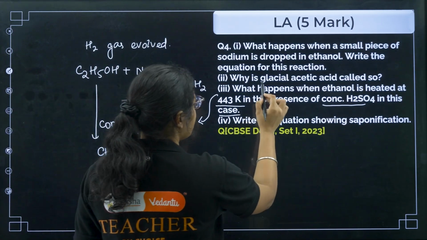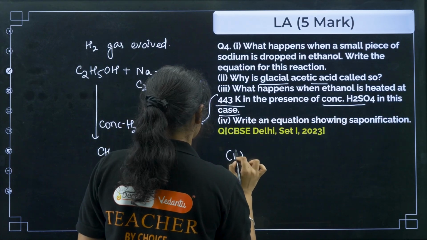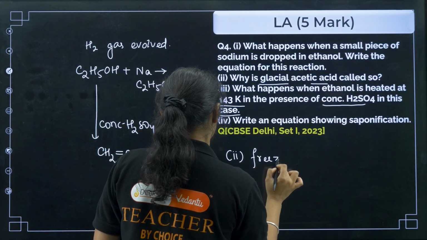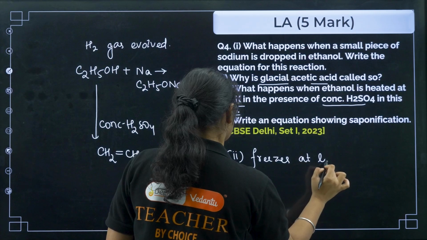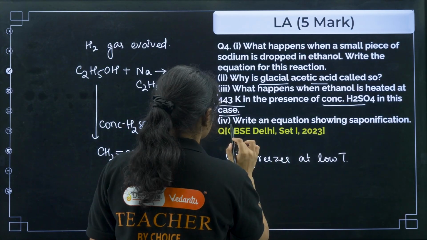Okay. Next, why is glacial acetic acid called so? What is the reason for that? Because it freezes at low temperature, right?